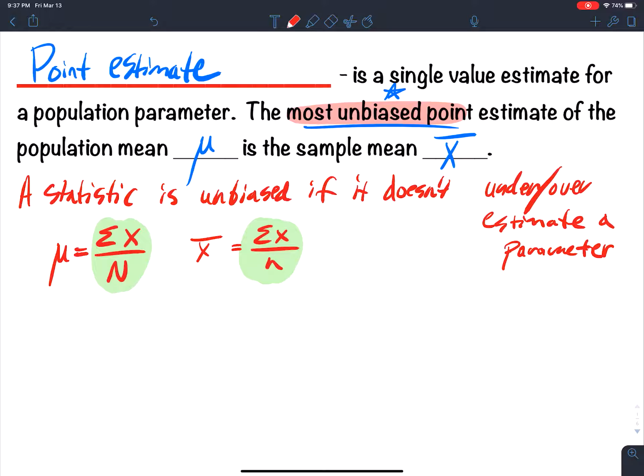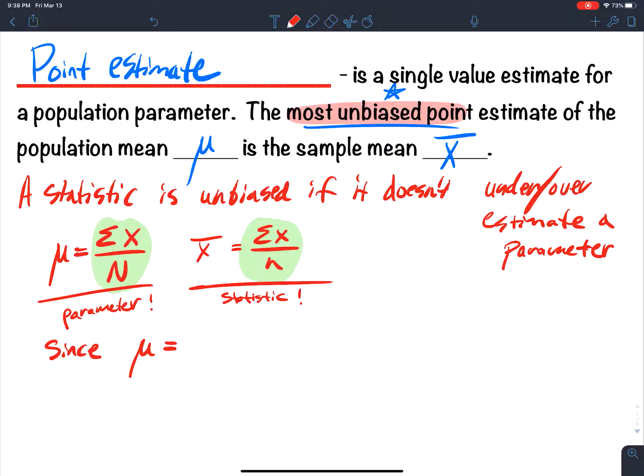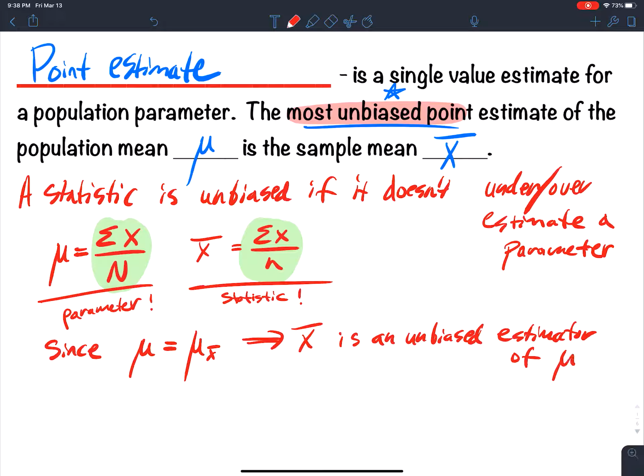But in theory, they are representing two different things. The first, this is a parameter. And the second, this is a statistic. All right. Now, since mu is equal to mu sub x bar, that implies that x bar is an unbiased estimator of the mean mu. Okay?